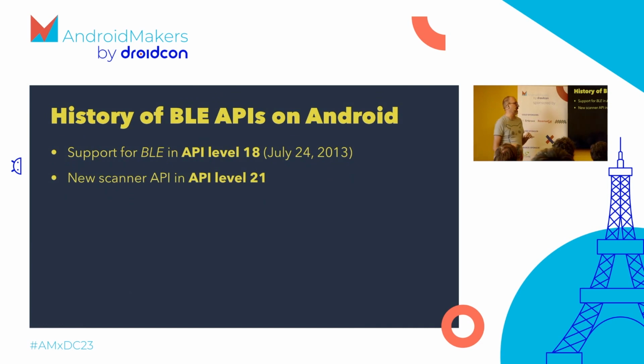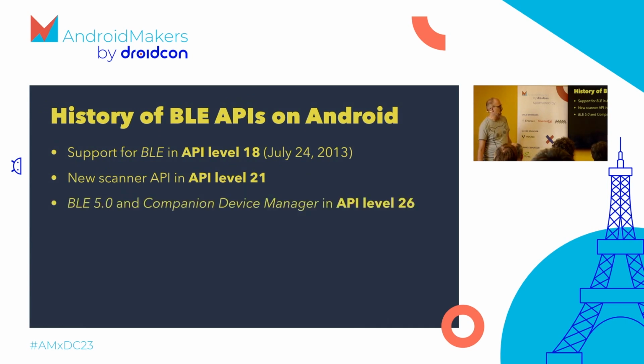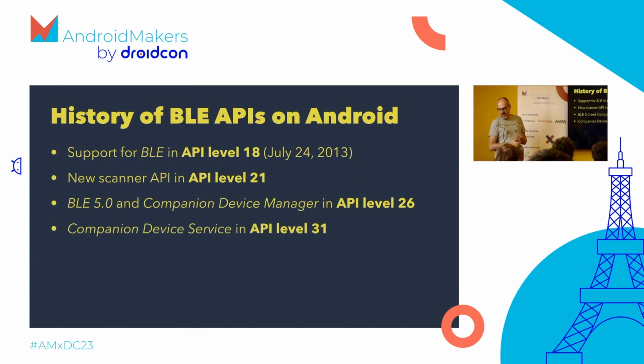They made some changes in API level 21 for the scanning part, so not the communication part. And in API level 26, that's Android 8, they introduced BLE 5.0. It's a very big change, actually, in the Bluetooth communication parts. And they added some new APIs there. But most importantly, they added the companion device manager, which is a crucial part of actually setting up the pairing between your device and your app. And in API level 31, they extended this with the companion device service, which is also an important thing to keep track of. So those important changes.